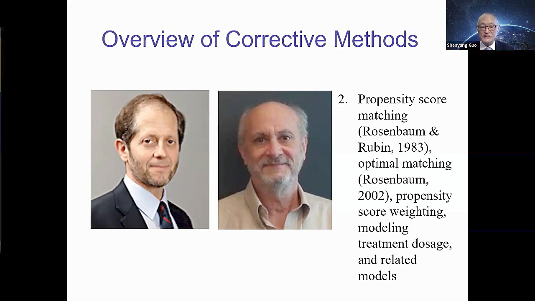In many applications, we most often deal with a binary treatment condition: treatment versus control, two conditions. But we could also have continuous or multiple categories of treatment conditions. This type of analysis using propensity scores is called dosage analysis, treatment dosage analysis. So the 1983 paper laid down the foundation for all these types of propensity score models.